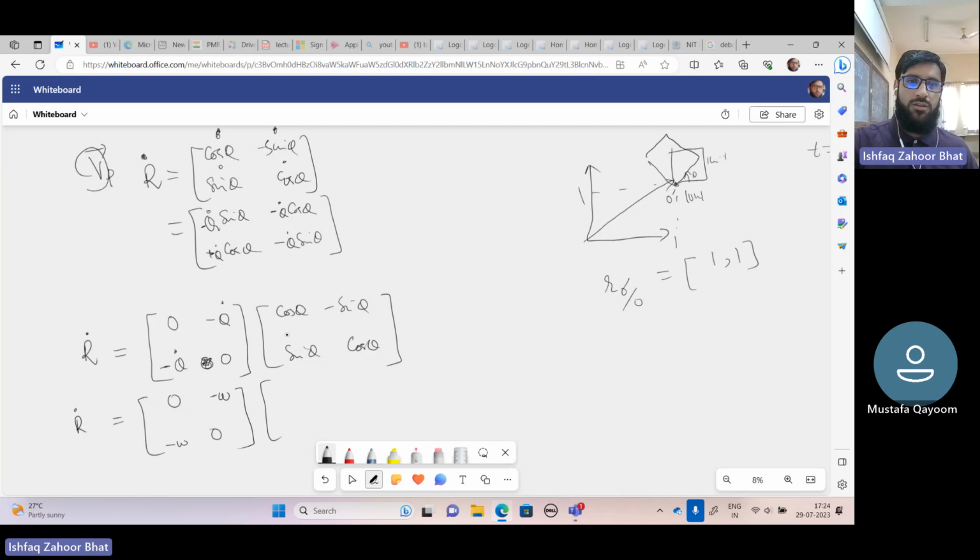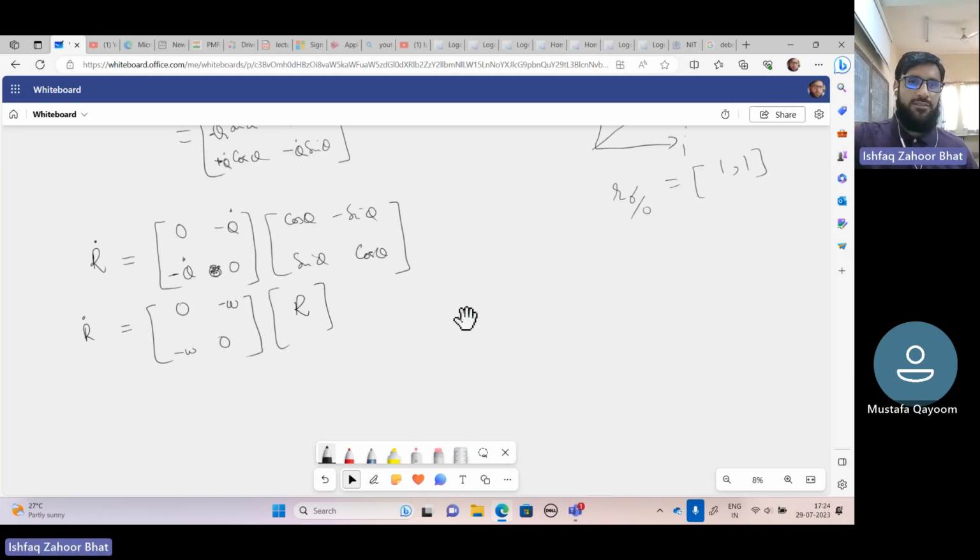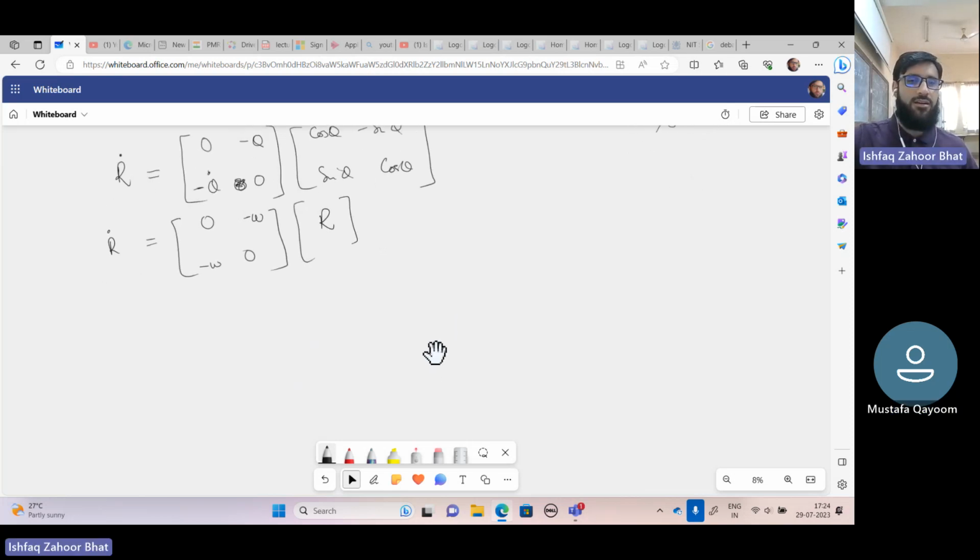So what is this? Do you remember what this is? This is not R dot, this is simply R: cos theta, minus sine theta, sine theta, cos theta. This is R, isn't it? So you have R, and you know what R is, with cos theta, sine theta and so on. Your body is moving, it is rotating, and your R is also changing.